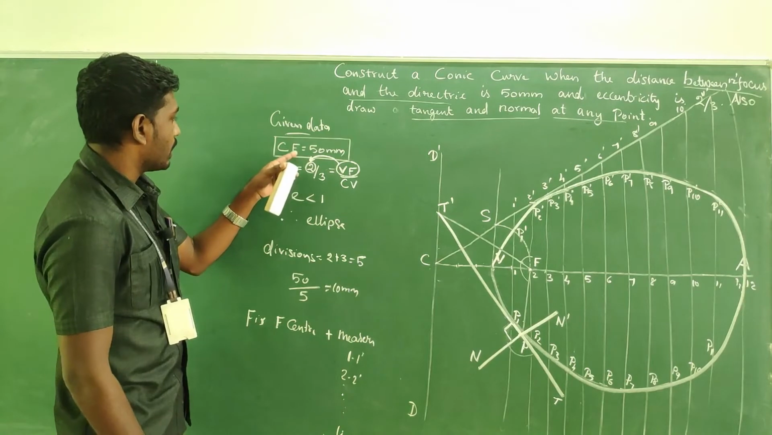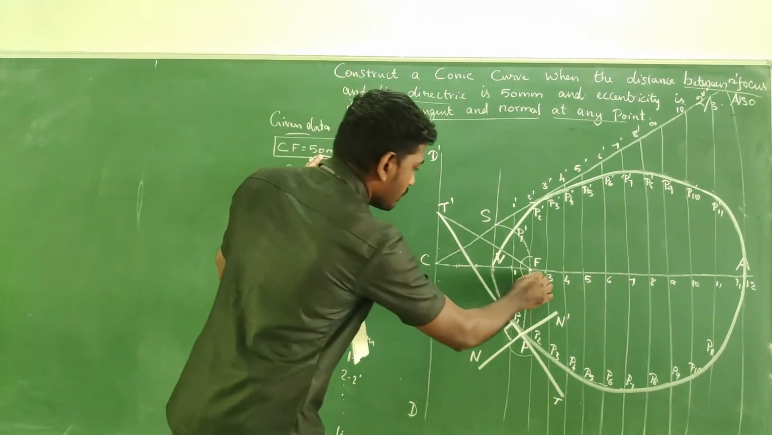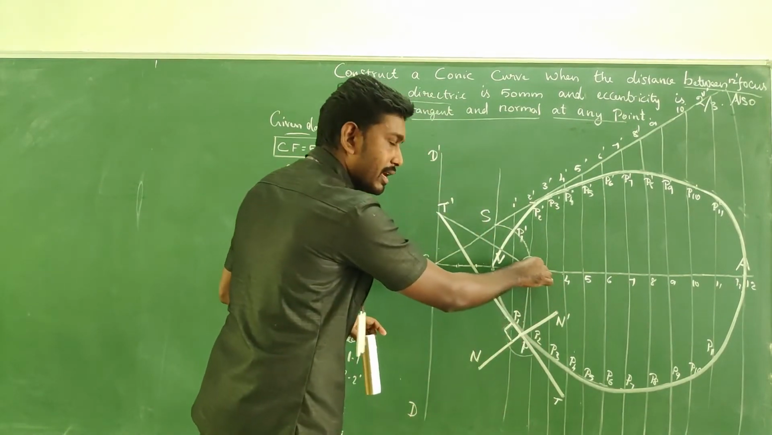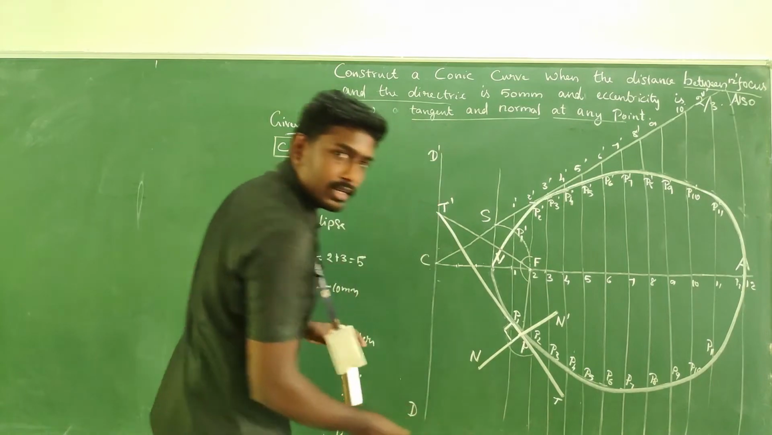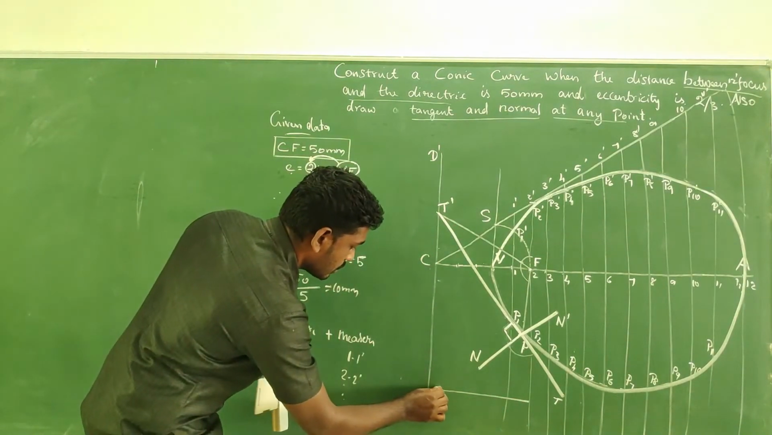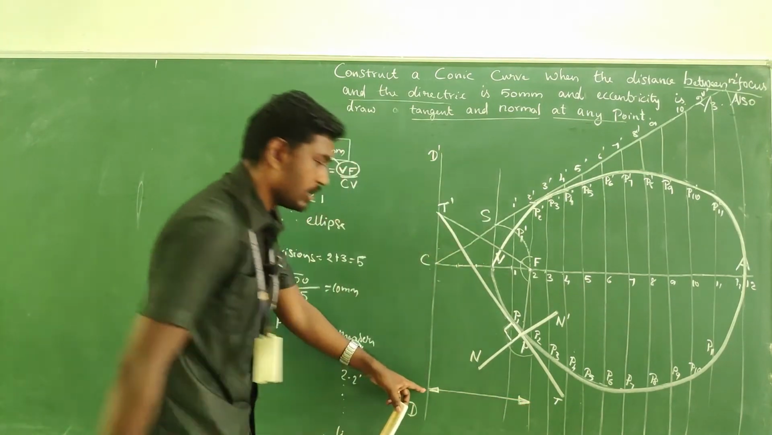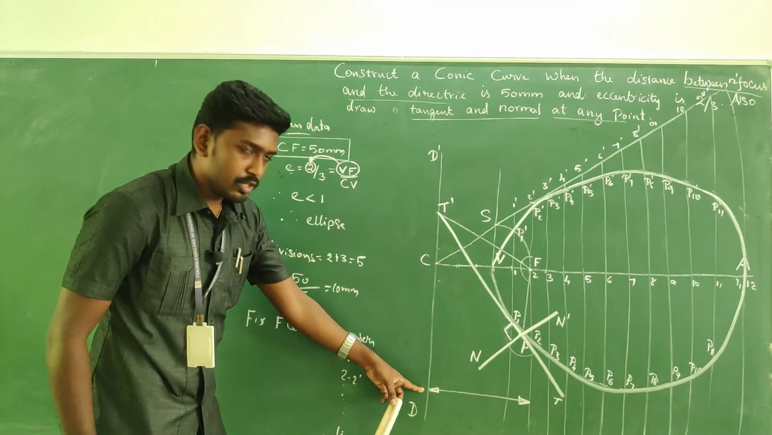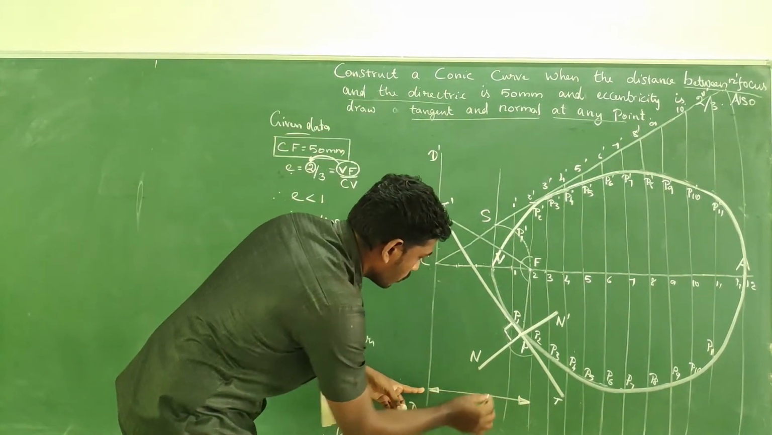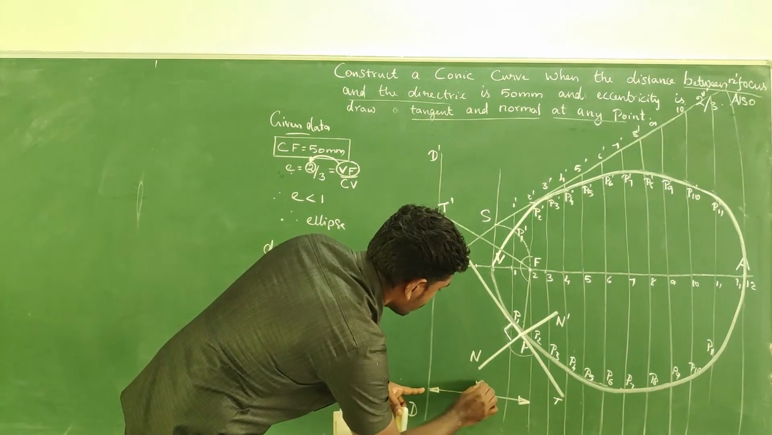So the dimension. We have CF as 50 mm, right? From the directrix to the focus. So here I have the line. Otherwise, we have to take a perpendicular line from the F point to the directrix. It is given as 50. At the end, you have to capture it with filled arrows and write right above the dimension line, 50.